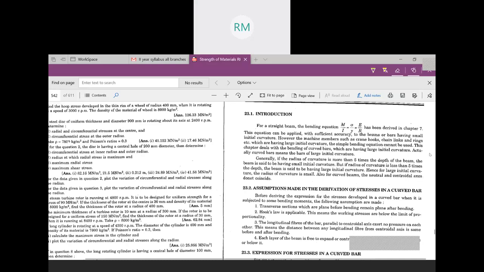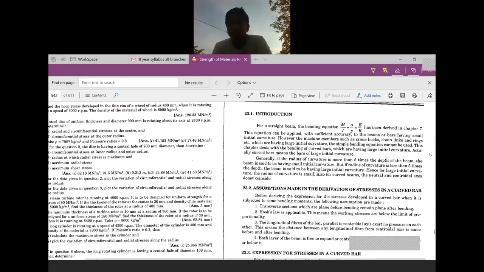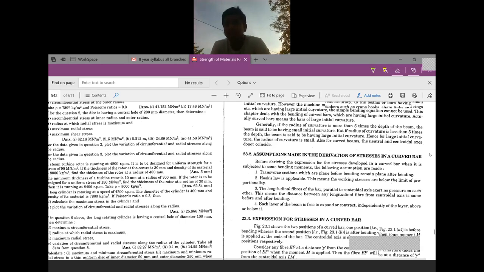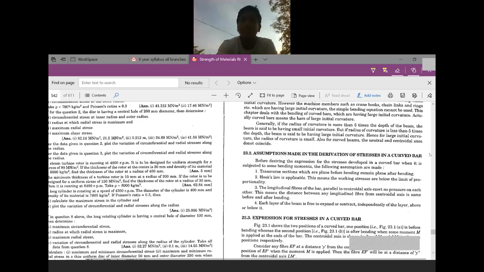These are the differences between the normal beam and a curved beam. Understand? Beam with a curved bar and normal bar. Then the assumptions made in the derivation of stresses in curved bars. So the assumptions you will consider before deriving the expression of the stresses developed in curved bars subjected to some bending moments are the following.